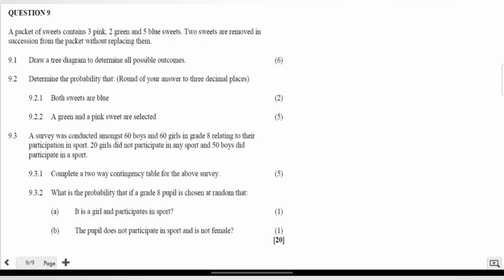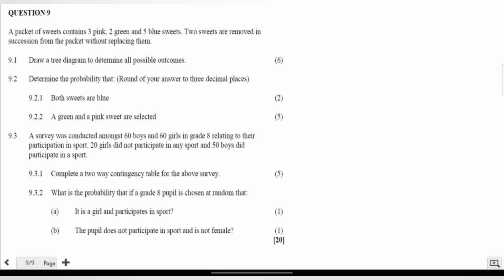Then questions using tree diagrams, you can get it. Questions using Venn diagrams, you can get it. Then questions using contingency tables. So in this question, we are using only a tree diagram and a contingency table. Using that we have to find a probability of certain events. We can do these questions very fast.